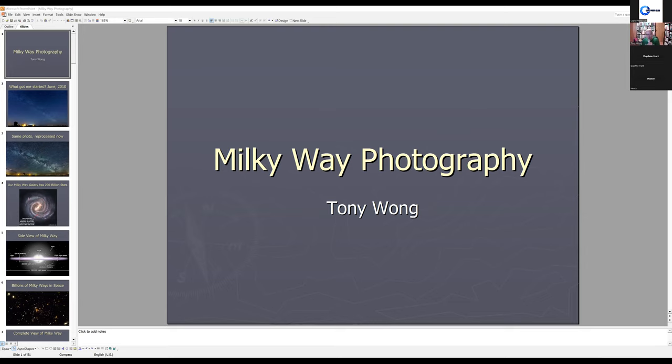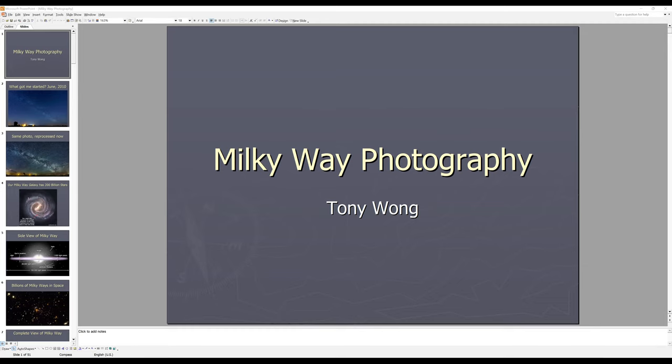Anyway, 5 years later, I reprocessed the same raw file, and the Milky Way looks more prominent. So, processing is very important when you take pictures of the Milky Way.